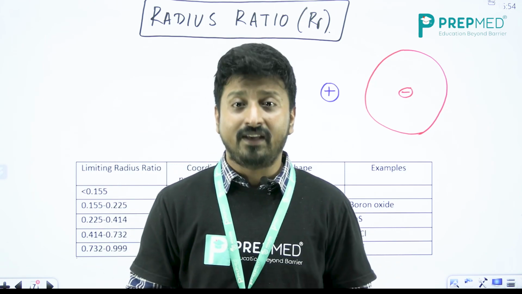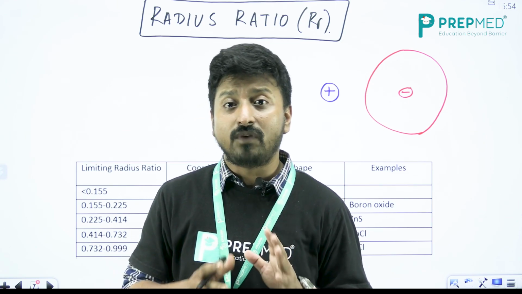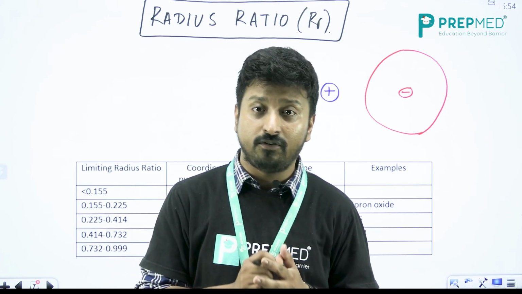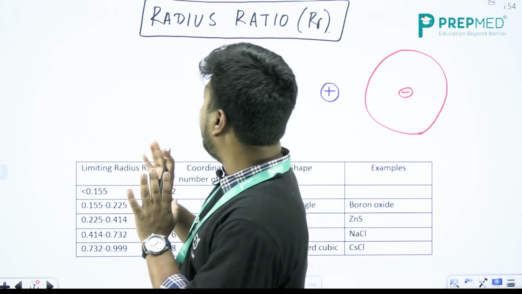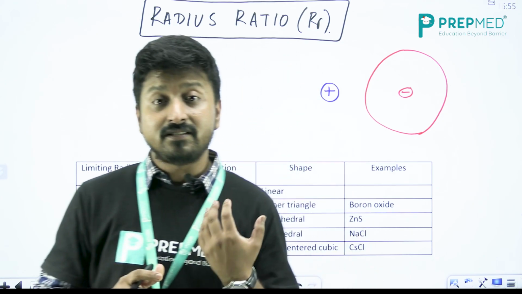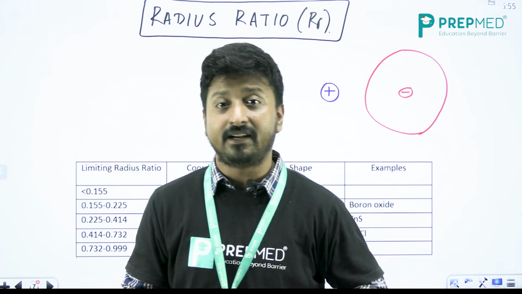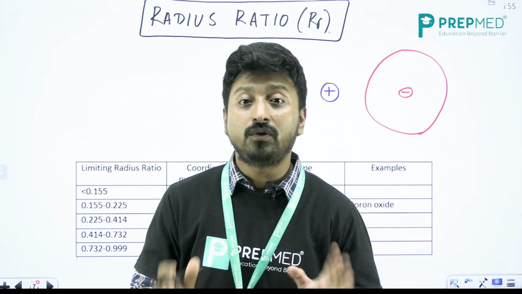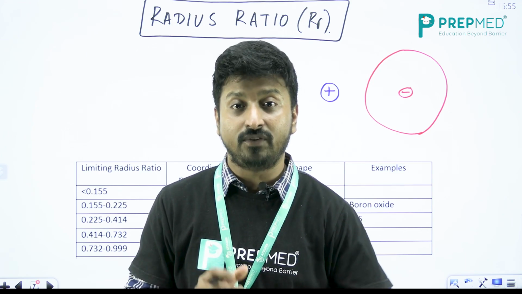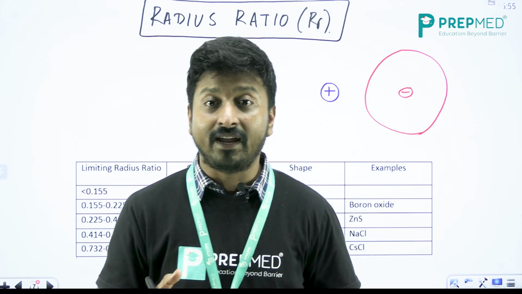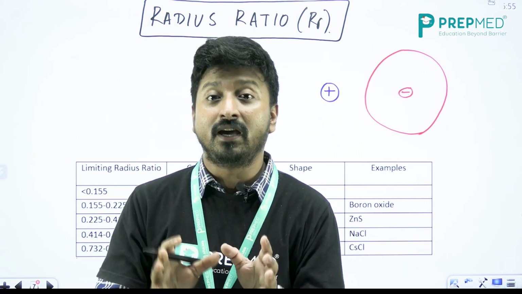But everywhere if you search the PYQs, you will get at least one or two questions from this particular topic. Okay, so this is something called radius ratio, and it has very useful applications. We will talk about those applications later in a separate video, but today we are going to understand what exactly the radius ratio is and how you will determine the radius ratio of a particular solid having a particular definite geometry.